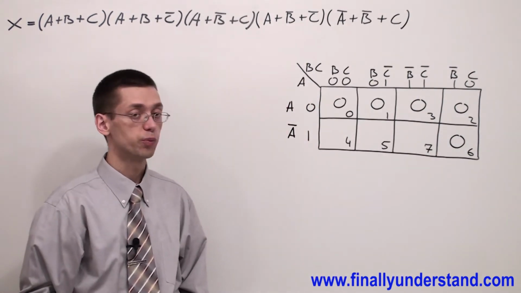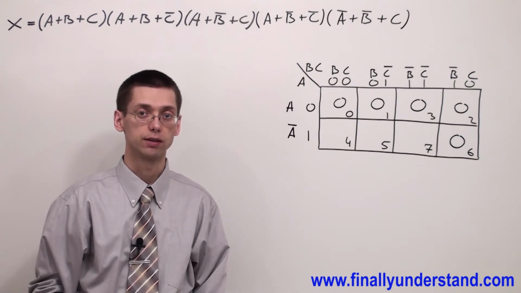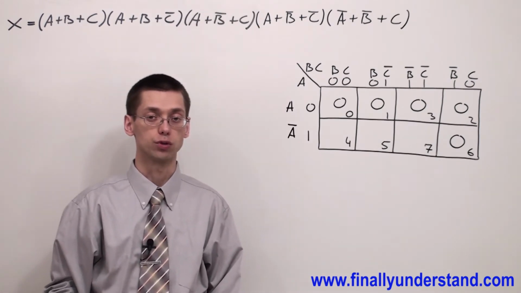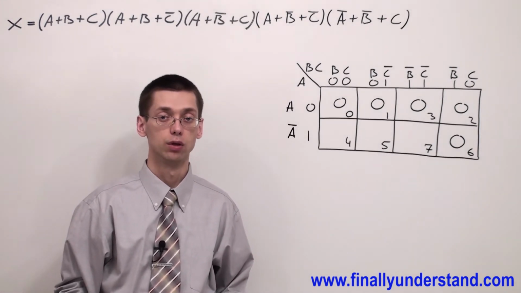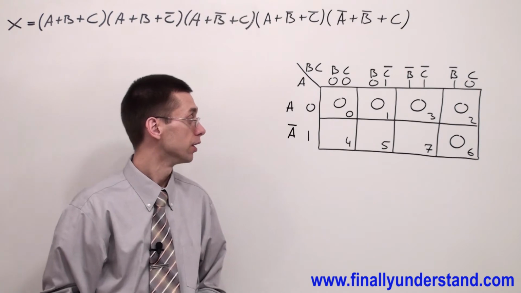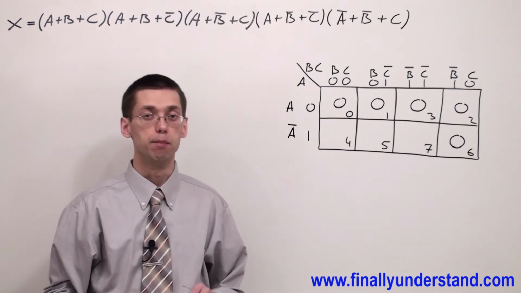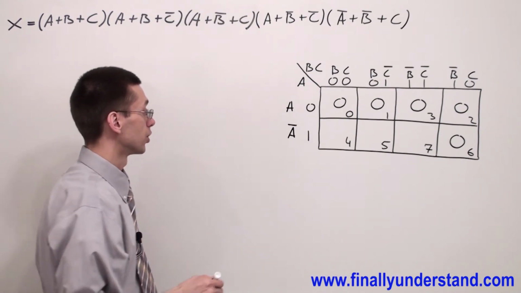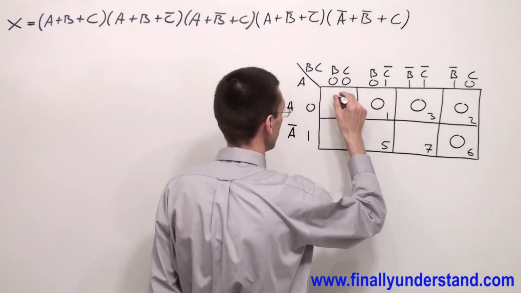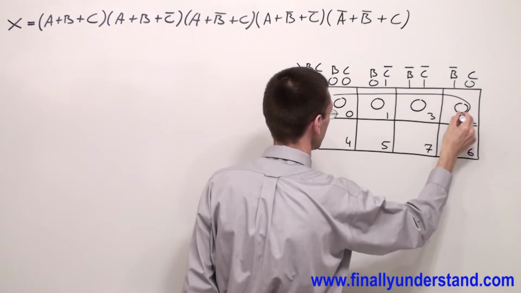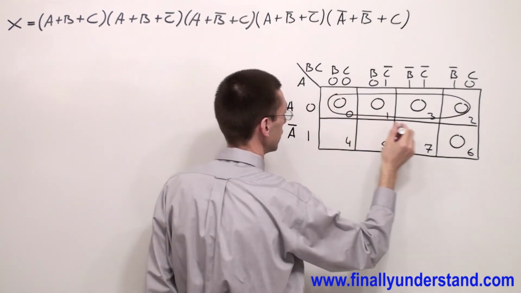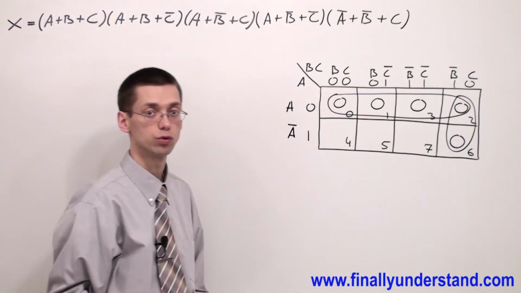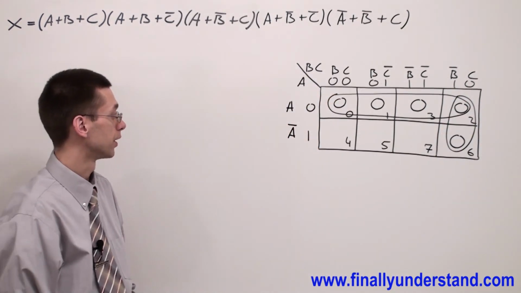If it comes to grouping, we have to apply the same rules like we had with SOP. We're supposed to make sure that we are going to create groups of 1, 2, 4, or 8. Remember, try to group always as many zeros as is possible, okay? So, I have group of 4. This is my first group. And I have group of 2 zeros. I have 2 groups in this K-map.